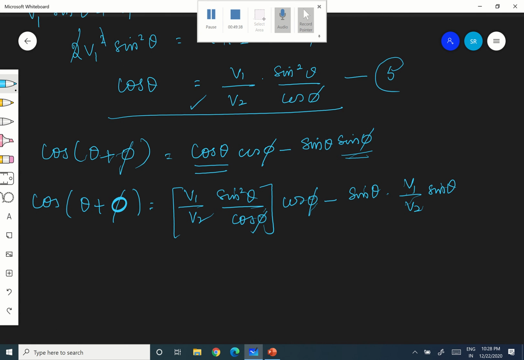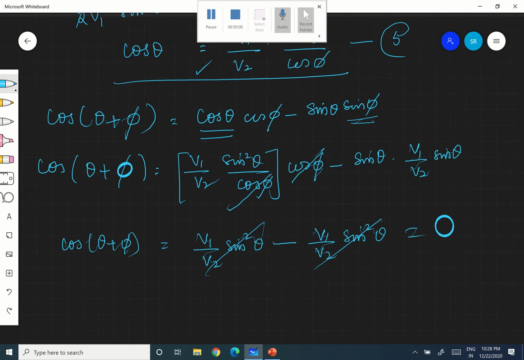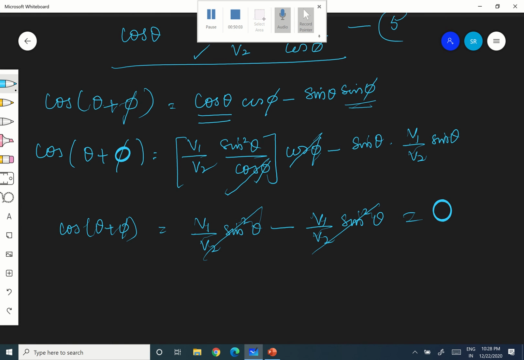Okay. Therefore, see, this and this will go, and cos of theta plus phi is equal to V1 by V2 sine squared theta minus, once again, V1 by V2 sine squared theta. Therefore this and this will go. That is equal to 0. Therefore cos of theta plus phi is equal to 0.